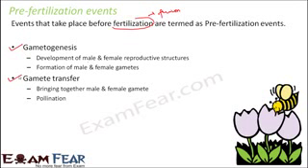Now, let us suppose the male gamete is formed, the female gamete is formed, but both the gametes should meet each other so that the fusion can take place. So basically, formation of gametes and gamete transfer. These are the two pre-fertilization events. Now here in this case, in gametogenesis, we will talk about how the male gamete is formed, how the female gamete is formed. So first we will cover that part.